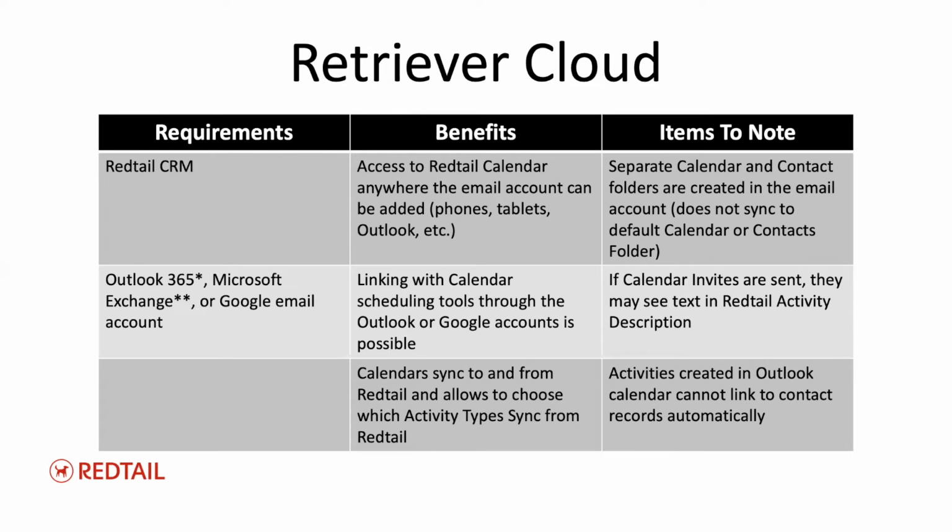Next would be linking the calendar with scheduling tools through Outlook and Google accounts is possible. And this is one of my favorite reasons to use Retriever Cloud, if you can, would be that this would be how we can link Calendly, Schedule Once. I'm trying to think of the other popular scheduling services, but if you are utilizing some sort of scheduling service where your calendar, like your Outlook calendar, is linked, you can use Retriever Cloud to get those activities into Redtail.